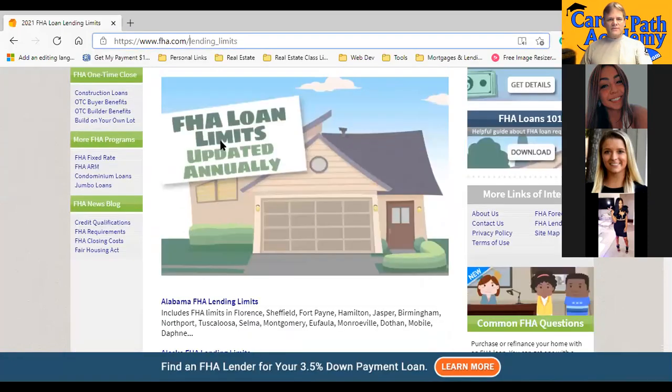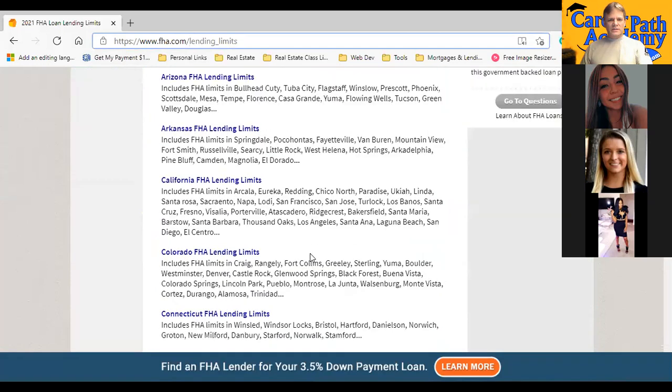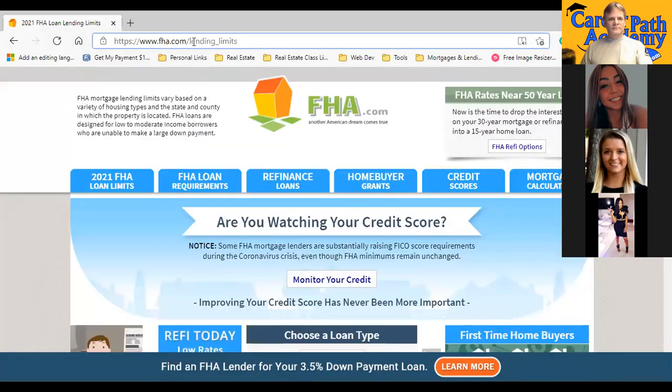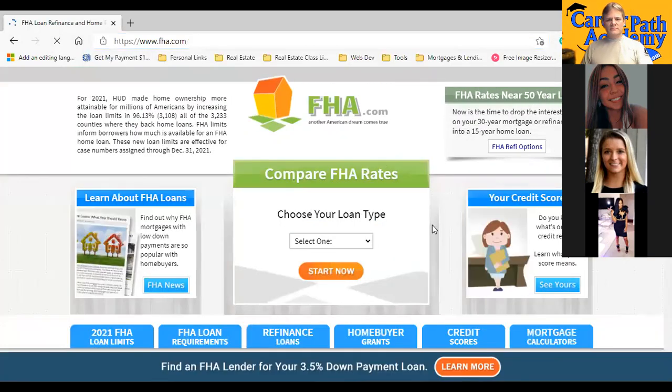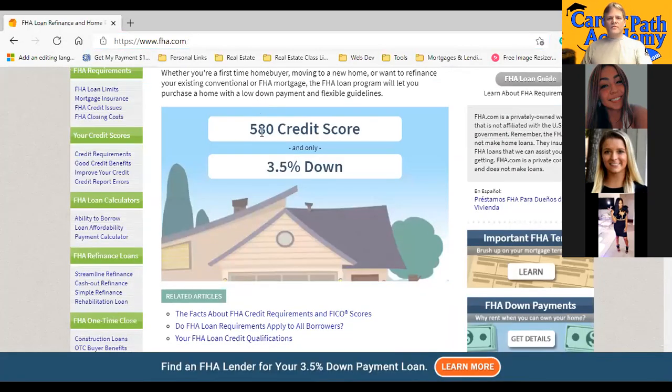But check this out. FHA. Let's just look at their main website. FHA. 580 credit score with only 3.5% down payment. Boom. Mic drop. Boom. Depends on the lender. I've never really seen a lender that would accept less than 580, but they could.